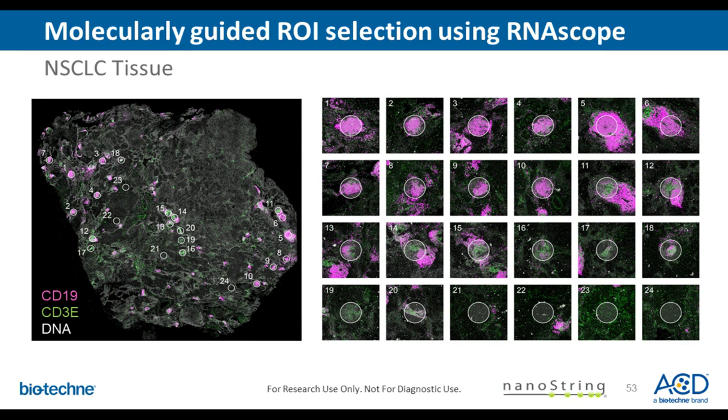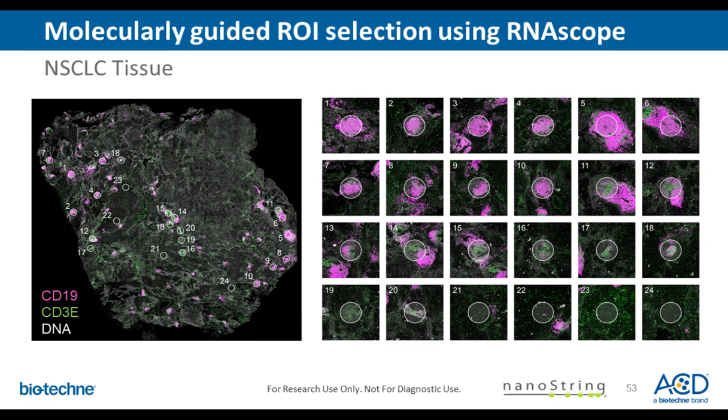In the upper left, around ROI 1 through 6, you see really strong expression of CD19, so those are really rich for B cells. As we go down more towards that bottom row, we enrich more for T cells, or are going after tumor regions that have very little immune cell content.